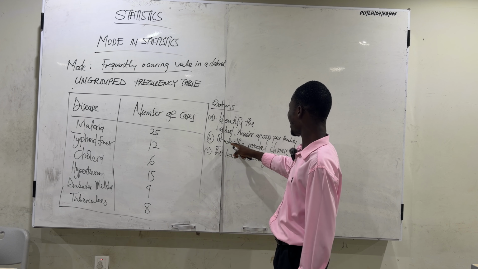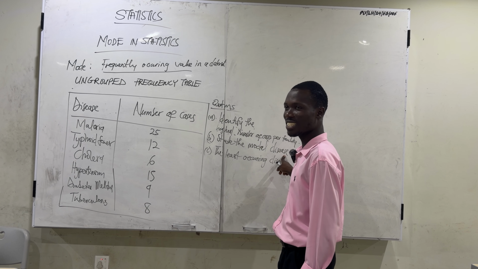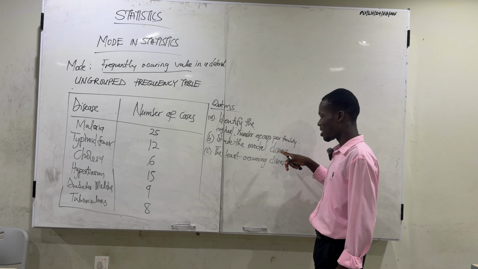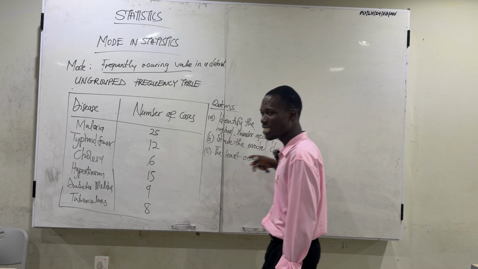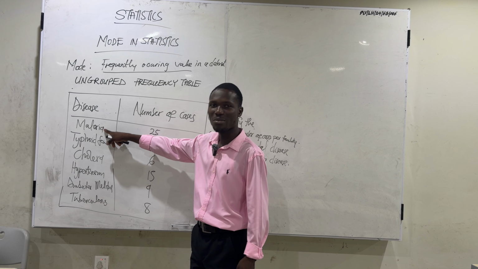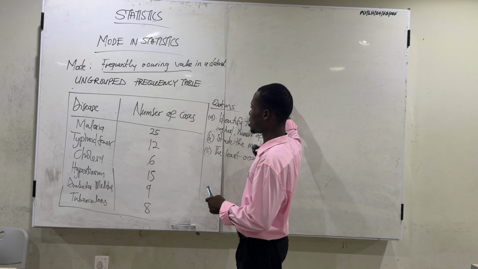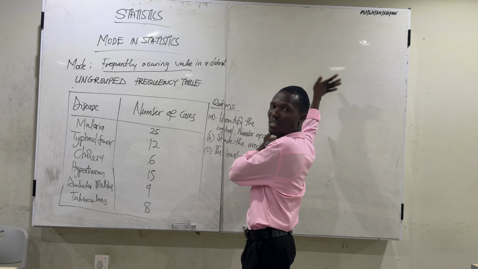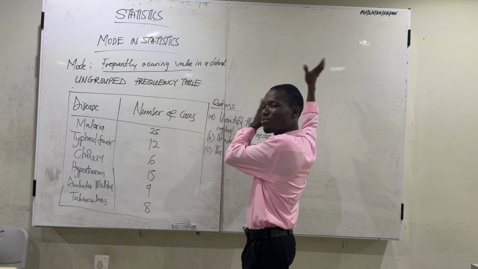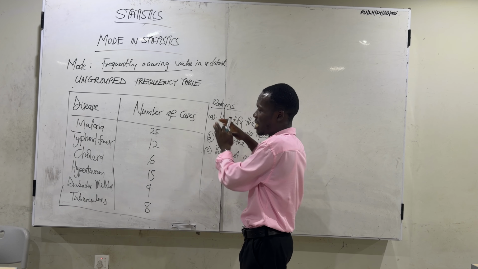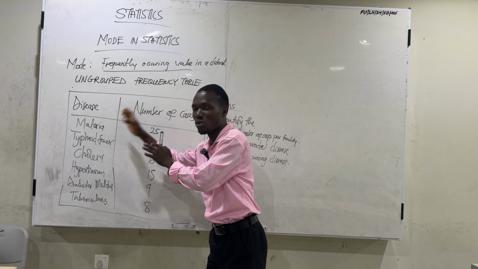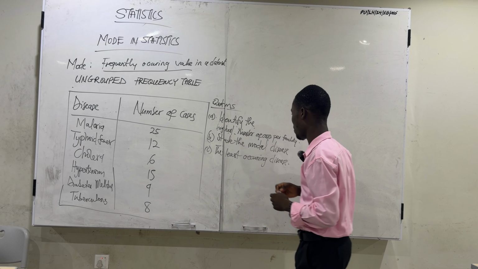Then it says state the modal disease. So you see the question, state the modal disease. So the modal disease then becomes malaria. Are you getting it? So some people can say the modal disease is malaria, which is 25, or which has 25 cases. Another person can just limit it to only stating malaria, and that is also fine.